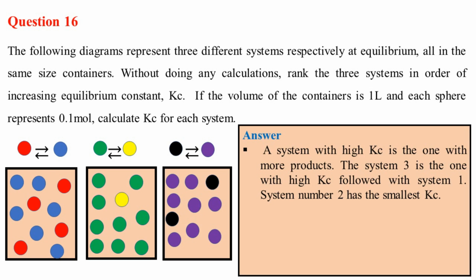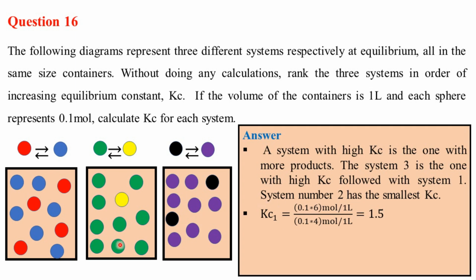Now they are saying if the volume of the container is 1 liter and each sphere represents 0.1 mole, calculate Kc for each system. So we take the concentration of the product divided by the concentration of the reactant to calculate the Kc. If you check here, we have 0.1 mole, so that is the Kc1. We have 0.1 mole times 6, because we have 6 spheres in the product.